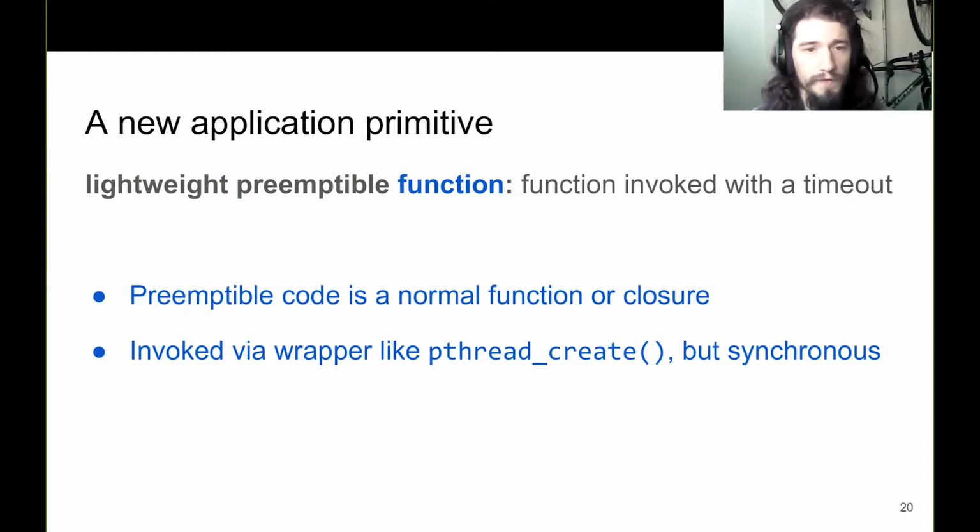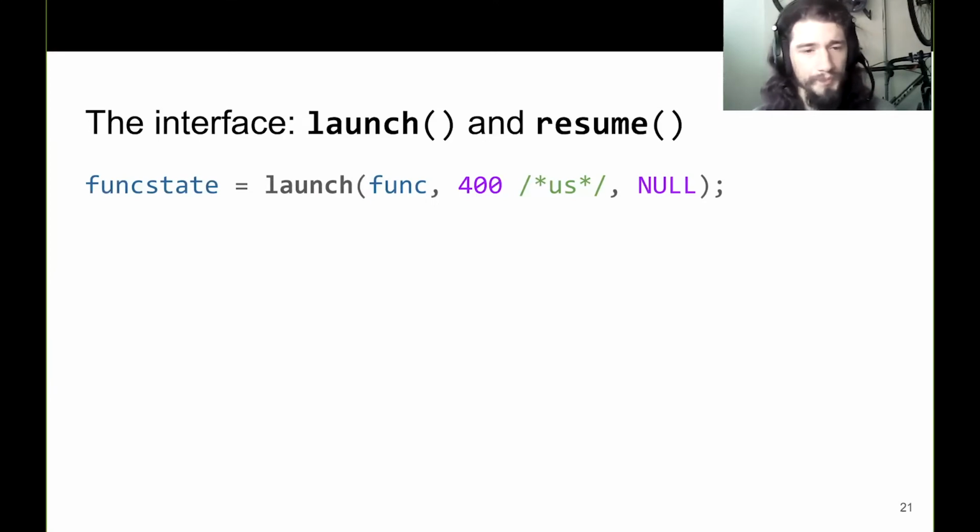And they're just that, functions. You take a normal function or closure that you want to run with a timeout, and you invoke it using our wrapper function. That wrapper looks a lot like pthread_create, but it's synchronous. Let's take a look at an example. Here, we want to run the function func, passing it no arguments, and give it at most 400 microseconds to run. So we use our wrapper function launch, and then we save the result in this func state object.